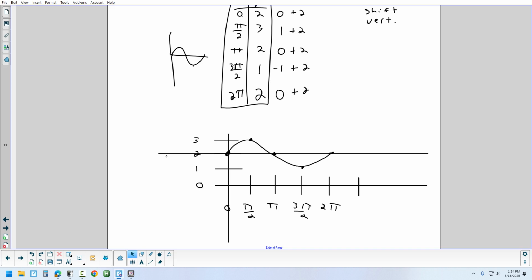Okay. What if I said, what's the highest value that it ever hits? 3. That's a different question. Any question on the difference between the highest value it hits and the amplitude? They could be the same. In this one, they're not, though. They're different.